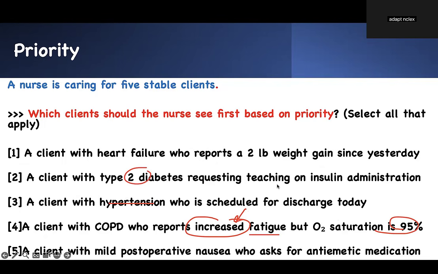This guy is going to go home without any issue. Type 2 diabetes, just needs teaching. And if you gain sudden onset of weight gain, you have CHF. If you don't do something, you may have to rescue them. And that's prioritization. Those are the ones you got to pick in this situation. SATA prioritization, select all that apply prioritization.